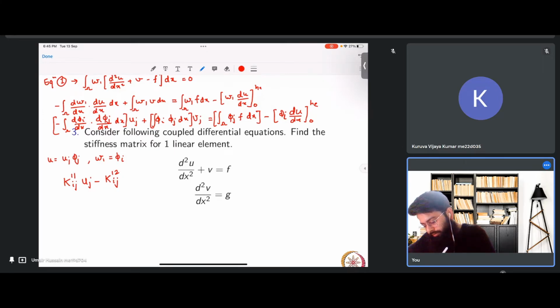So similar discretization we can do for v, as we are doing for u. And then we have these f i terms. We'll combine all the terms here. So this is our equation 1, the equation corresponding to the first equation.